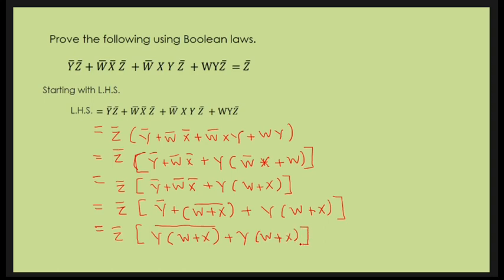Now if you observe these two terms, if you consider this as A, this will be A bar, and hence A plus A bar is equal to 1. So this square bracket is actually equal to 1, and hence what remains is only Z bar, which is equal to RHS. Okay, so we can write the reasons also here, that we have taken Y common here, then we have used De Morgan's theorems in these two steps, and we have proved the big expression on left hand side equal to just a single term on right hand side.